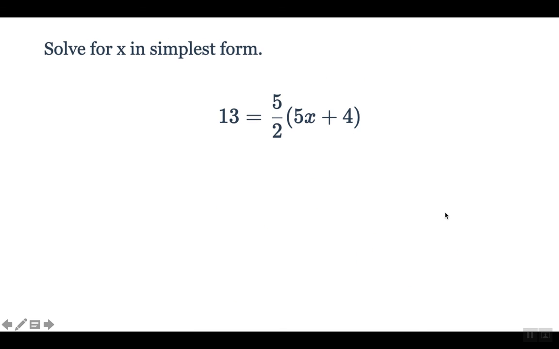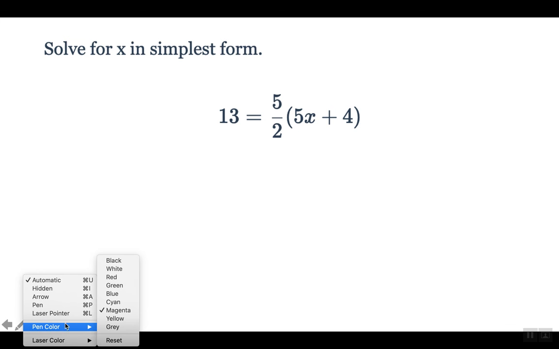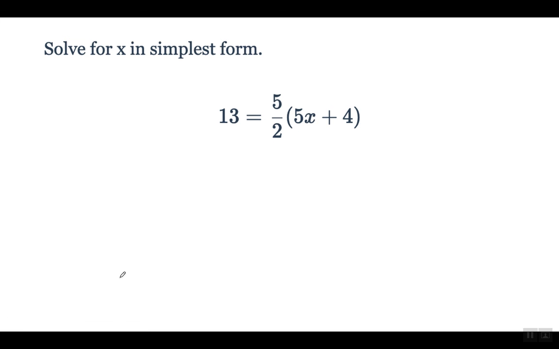One more example. Again, first thing I'm going to do is the distributive property. So I'm going to multiply 5 over 2 times each of these. Okay, 5 over 2 times 5, put a 1 beneath the 5. The top times the top, and the bottom times the bottom. Alright, so that's going to give me 13 equals 25 over 2x.